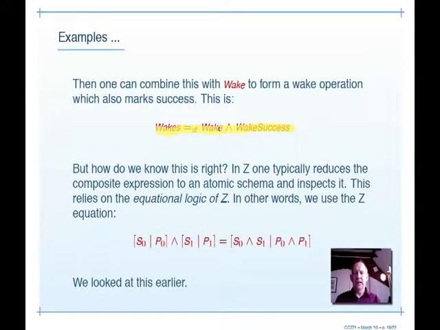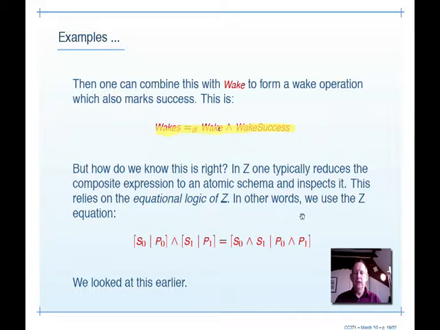Well, the interesting question is, how do we know it's right? How do we know that conjoining those gives us what we want? What do we mean by right here? Well, presumably we mean captures our informal ideas about what the wakes operation should do. In Z, generally, one typically reduces the composite expression, the conjunction, to a single atomic schema and then just looks at it. And that requires us to rely on the equational logic of Z, which we looked at before.